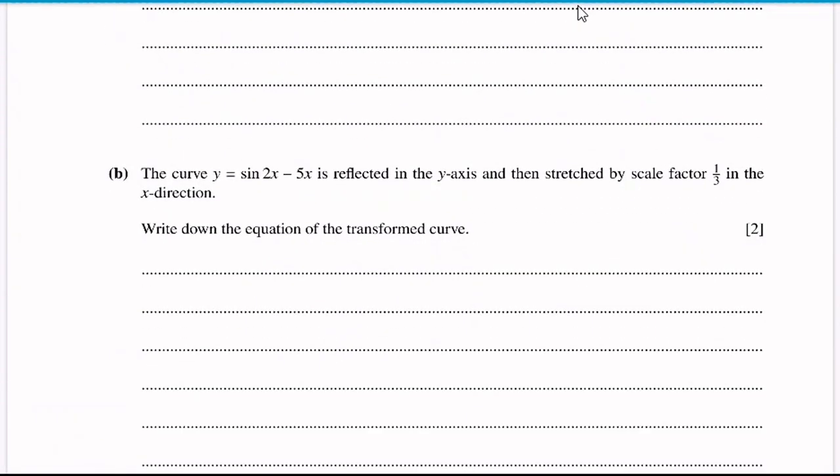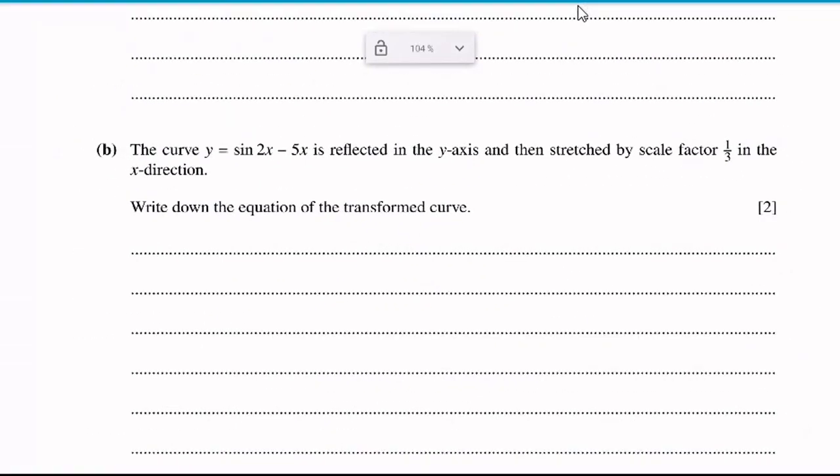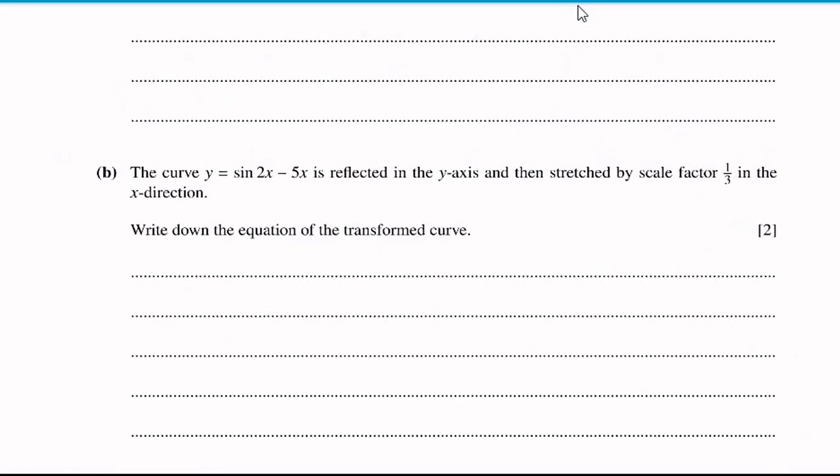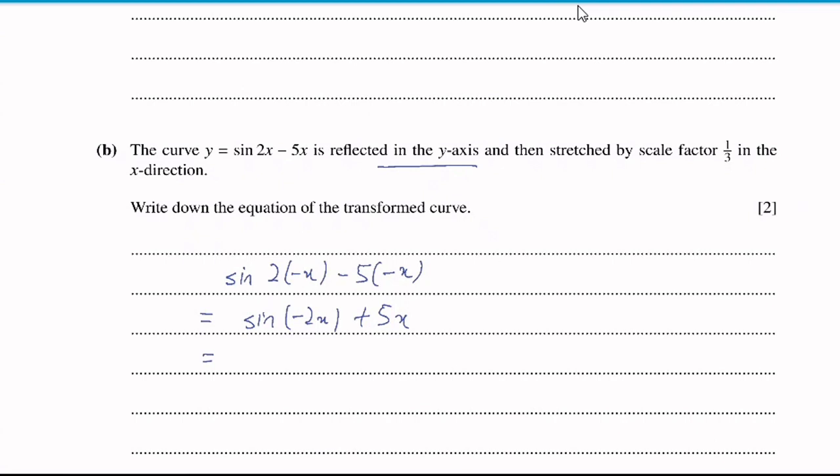Part B. The curve y equals sine 2x minus 5x is reflected in the y-axis and then stretched by a scale factor of 1/3 in the x direction. Write down the equation of the transformed curve. Reflection in the y-axis means we bring in the negative of x. So it becomes sine of negative 2x plus 5x. The sine of a negative angle is the negative of the sine.